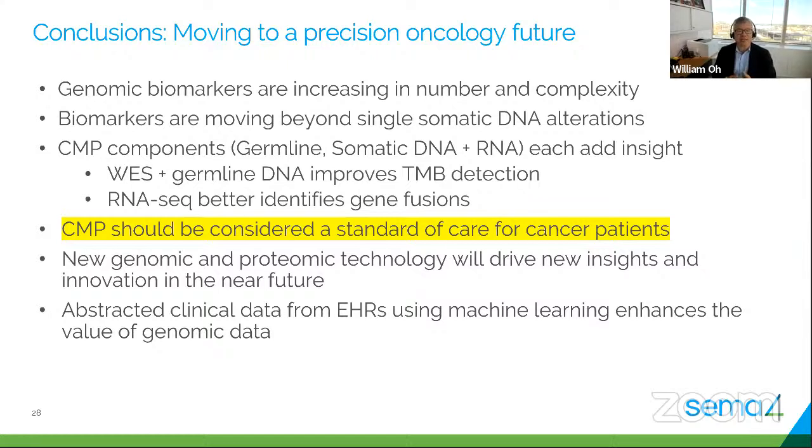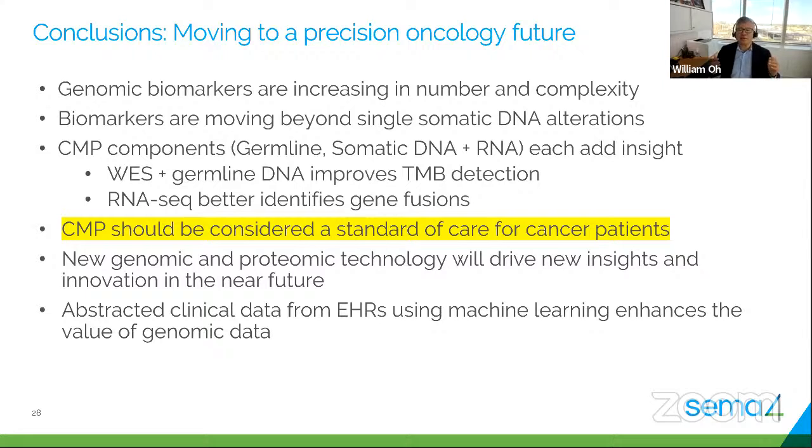serial single gene tests. And comprehensive molecular profiling, or CMP, with germline DNA, somatic DNA, and RNA, with the whole exome, each add insight. For example, if you do whole exome and germline, you get better detection of what's called tumor mutational burden, which is basically a predictor of benefit from immunotherapy. RNA-seq is better at identifying gene fusions, which might make the patient a candidate for specific drugs. So CMP should be considered a standard of care for cancer patients. Which test you order, how it's done, who pays for it, those are all difficult and important questions, but as much as possible, you should be ordering comprehensive molecular profiling for your patients.